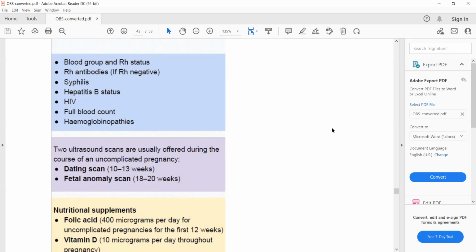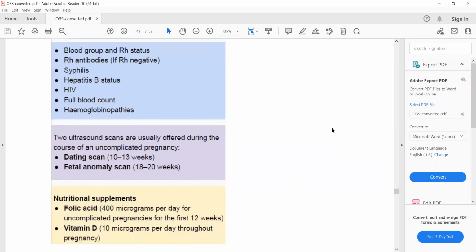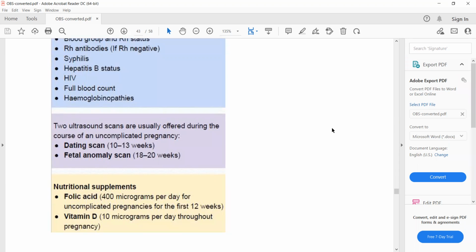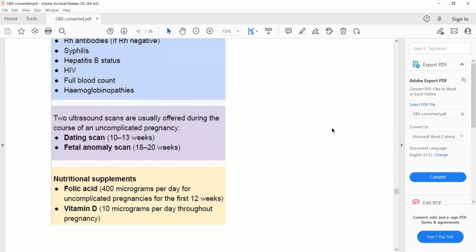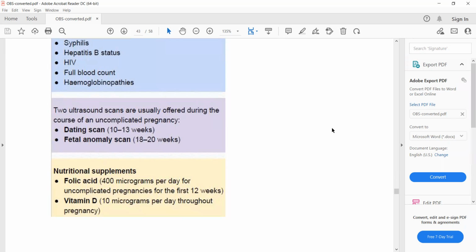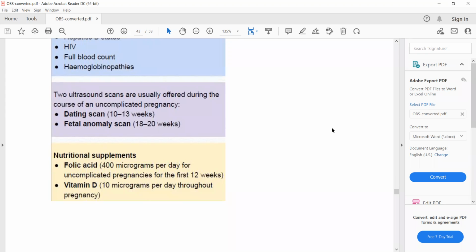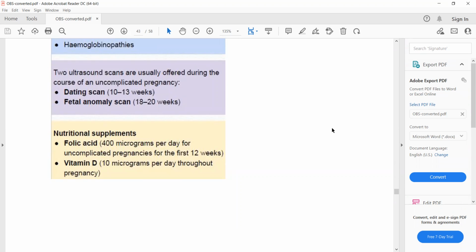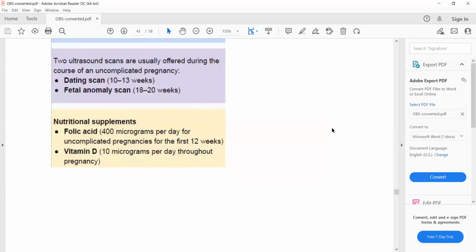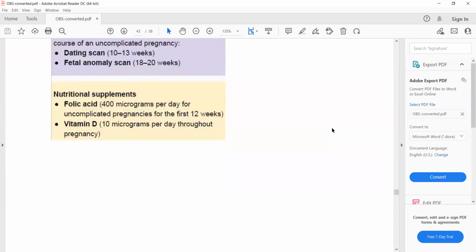Other tests that we need to do in pregnancy is to check the mother for syphilis, hepatitis B, and HIV infection. Also, full blood count is done, and hemoglobinopathies are also checked. Two ultrasound scans are usually offered during the course of an uncomplicated pregnancy. One is a dating scan that is offered between 10 to 13 weeks, and a fetal anomaly scan that is offered at 18 to 20 weeks.